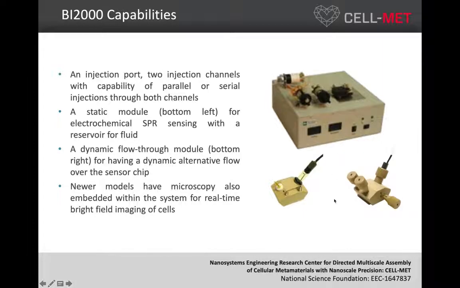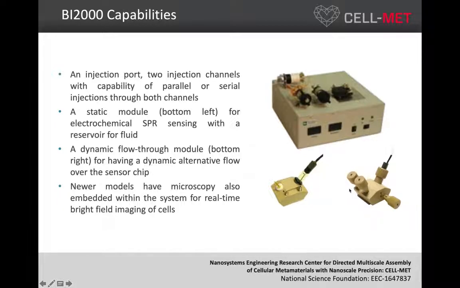The static module is going to provide a non-flow situation for your analysis, depending on what kind of technique you're using and what kind of design of experiments you have. And the flow-through one has a microfluidic on the other side, which has an injection port that has fluid going through both channels and then out from the other side.